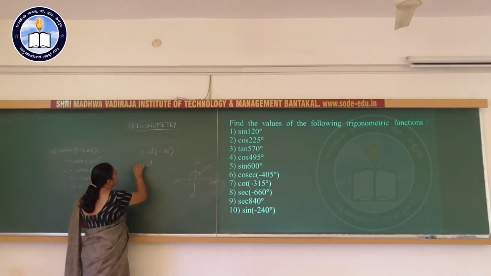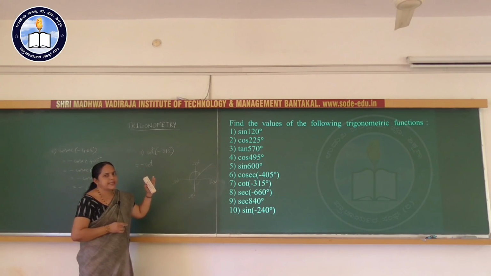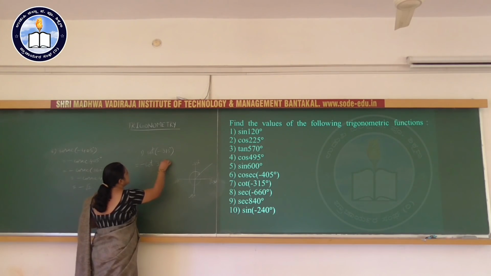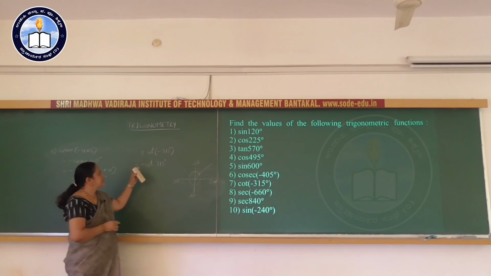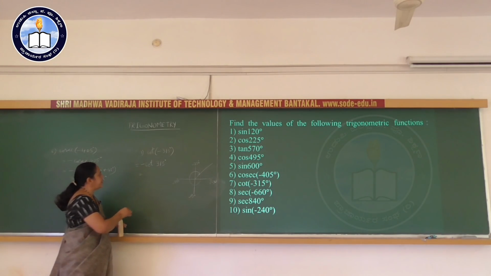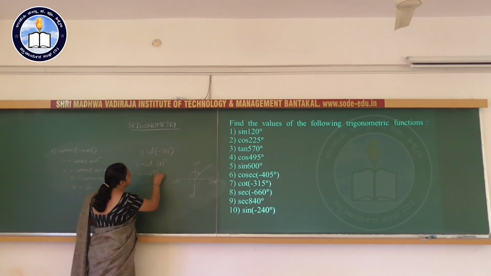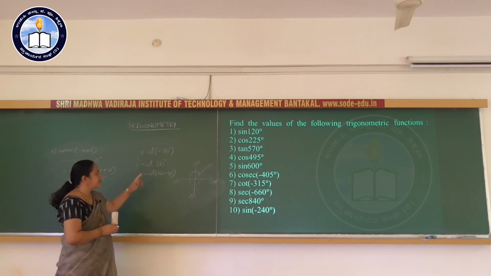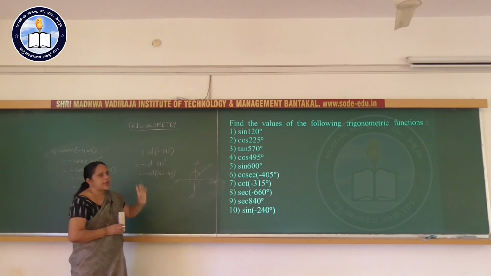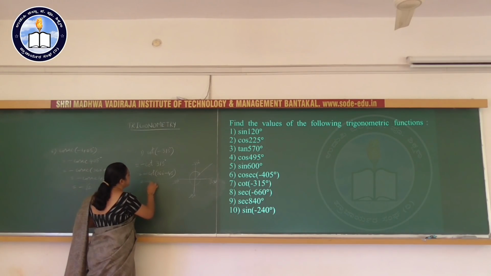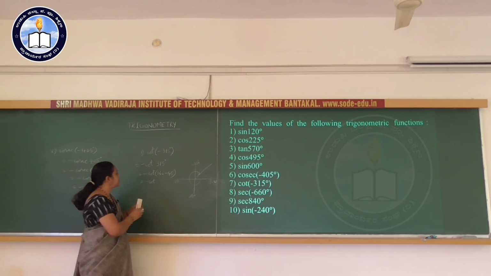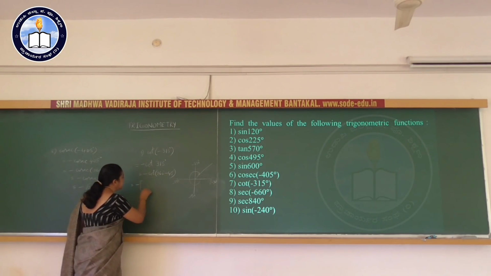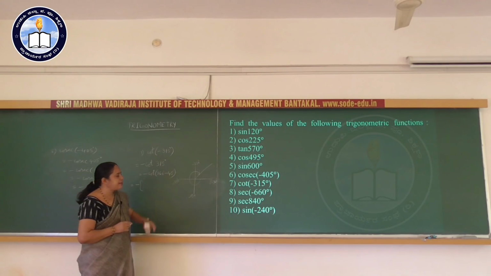So, in general, what is cot minus x? Cot minus x is equal to minus cot x. So, minus cot 315, that is minus cot of 360 minus 45. We can write 315 as 360 minus 45. So, what is cot 360 minus 45?